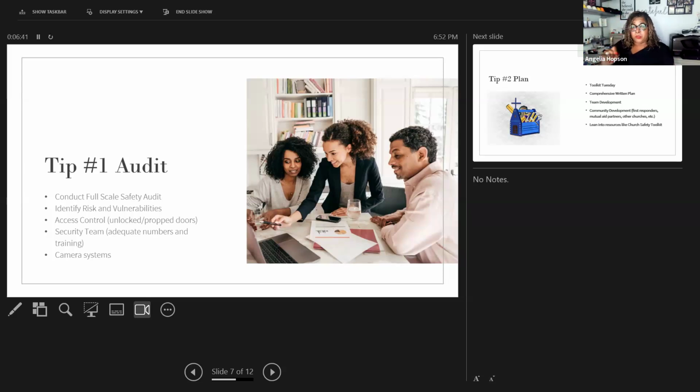So however many people you have, put them in the order of 1 through 10 so that you get your most vulnerable areas covered, right? Access control is another one.